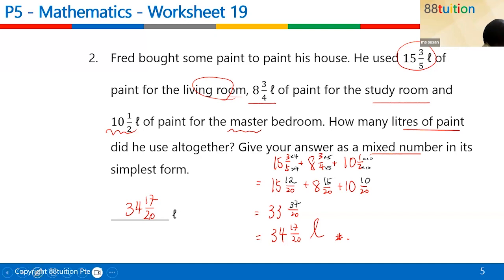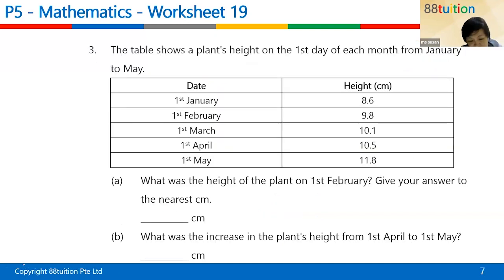Thank you for your response, for those who responded. Now this shows the plant's height on the first day of each month from January to May. So from January to May, it increases. What was the height on the 1st of February, to the nearest centimeter? Let's take a look at the 9.8. When you have 9.8, to the nearest centimeter, it will be 10.